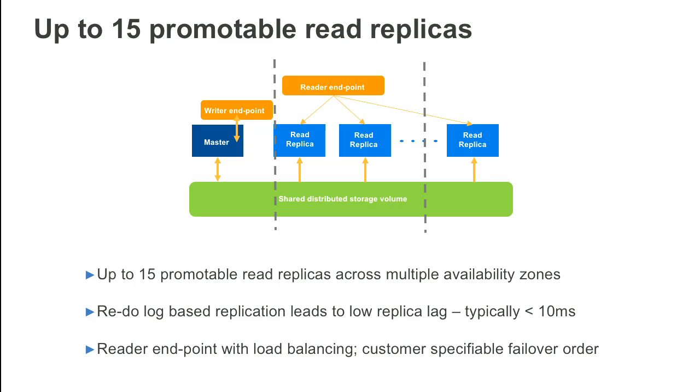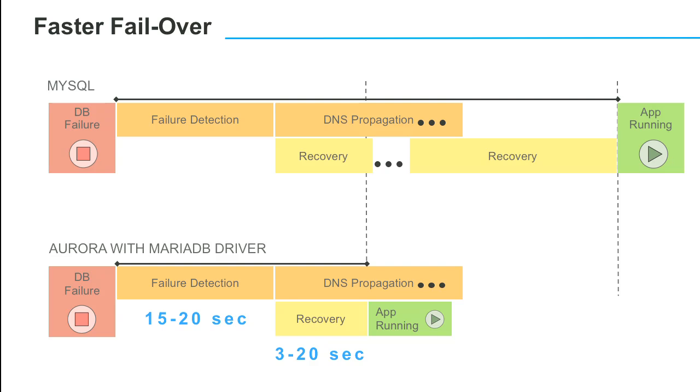The read replicas you can promote from a writer to a read replica. You can manually promote it, but if there's a failure, if there's a node or a network event that means you can't reach the writer, the service will automatically promote one of the read replicas and make them the new writer. And so you get much faster failover.